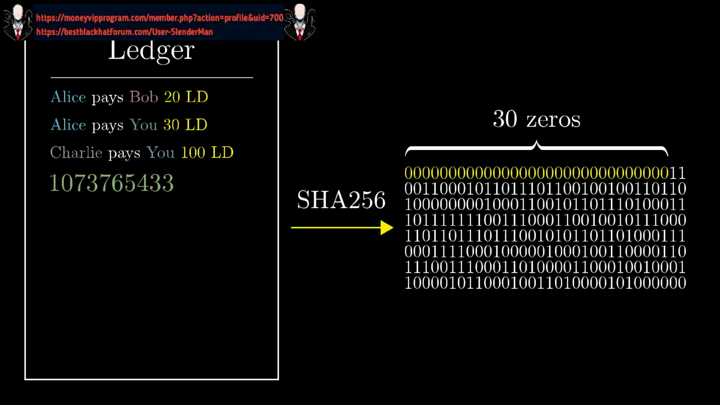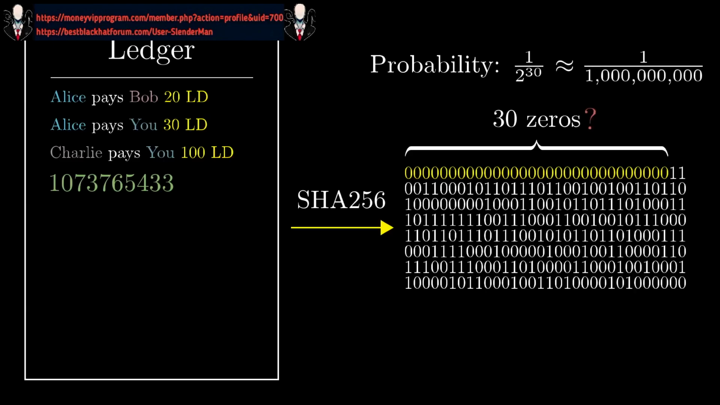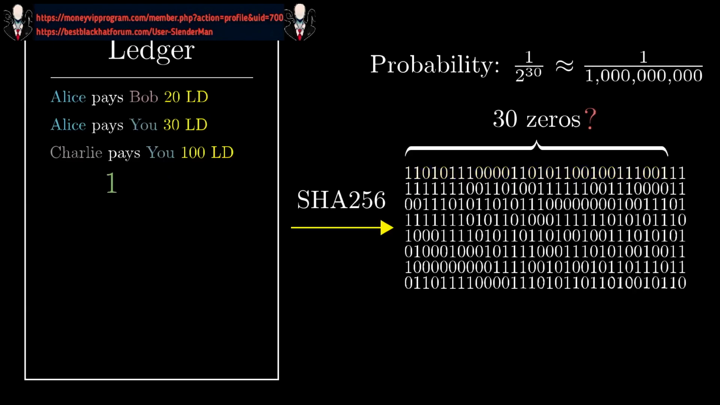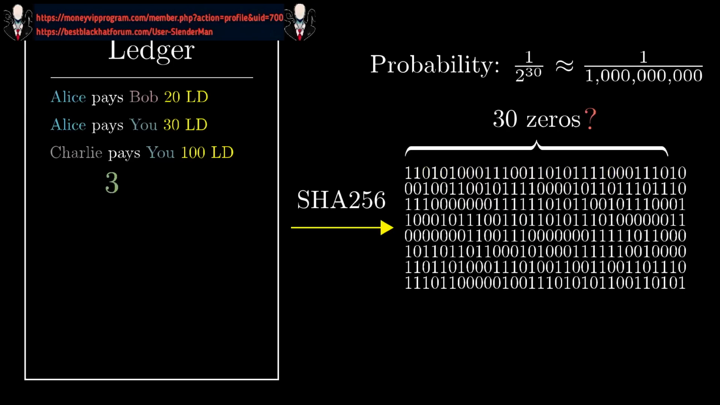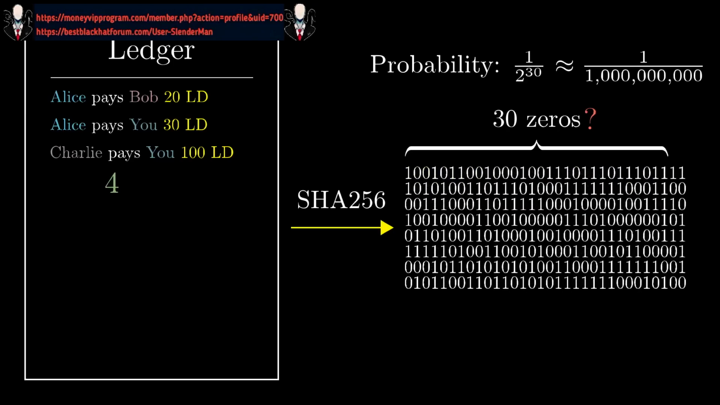Well, for a random message, the probability that a hash happens to start with 30 successive zeros is 1 in 2 to the 30, which is about 1 in a billion. And because SHA-256 is a cryptographic hash function, the only way to find a special number like that is just guessing and checking.